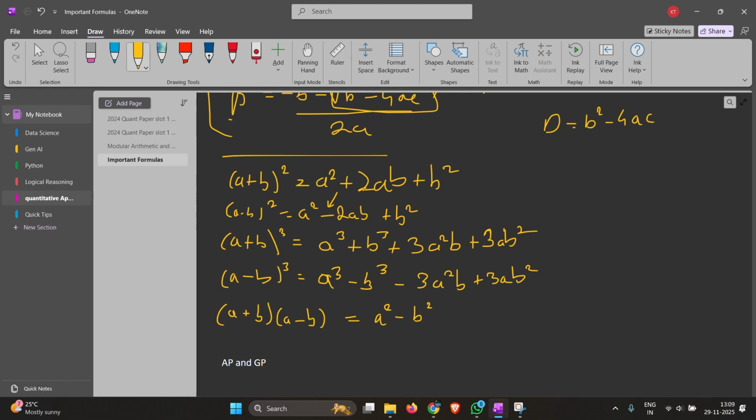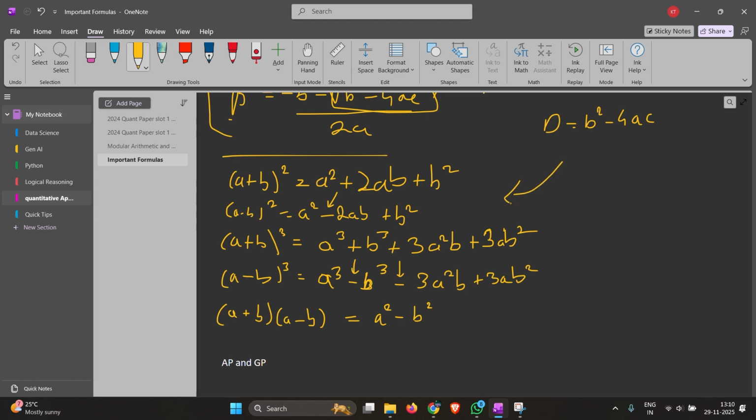Here we were squaring it. So we had 2ab, and then there is an a square and a b square. And when you have the same identity for minus b, you just shift the signs of the b cube and the a square b part. So you have a cube minus b cube minus 3a square b plus 3ab squared. And finally, a plus b into a minus b is just a square minus b square.